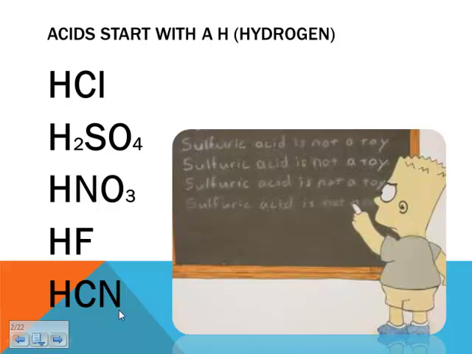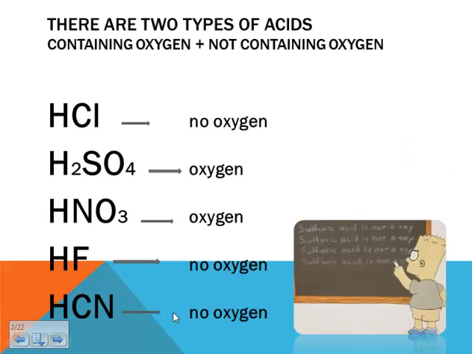Now this is a little bit of an oversimplification, but for this level we're going to say that all acid formulas begin with a hydrogen. There are 2 types of acids, ones with oxygen and ones without oxygen. You see the first one has no oxygen in it and the second one has oxygen in it. We use 2 different naming systems depending on whether oxygen is present or not.